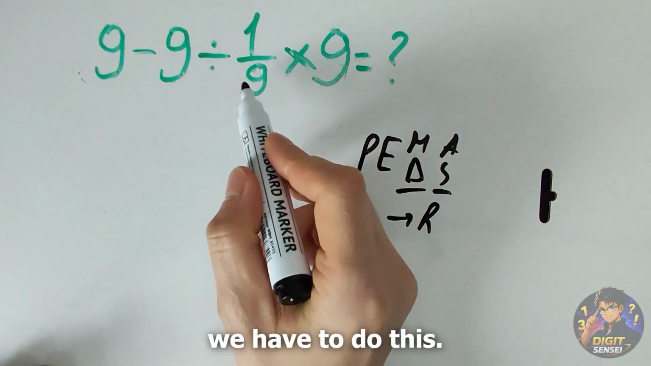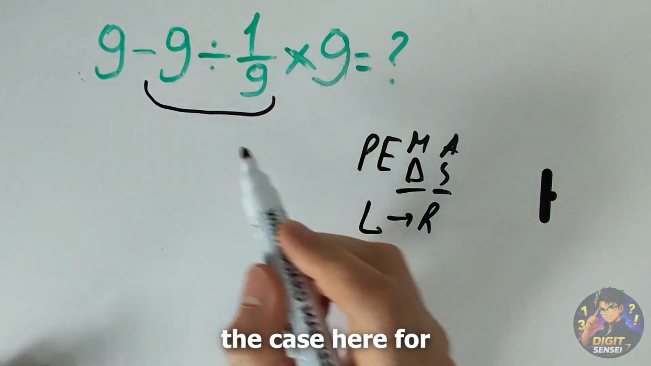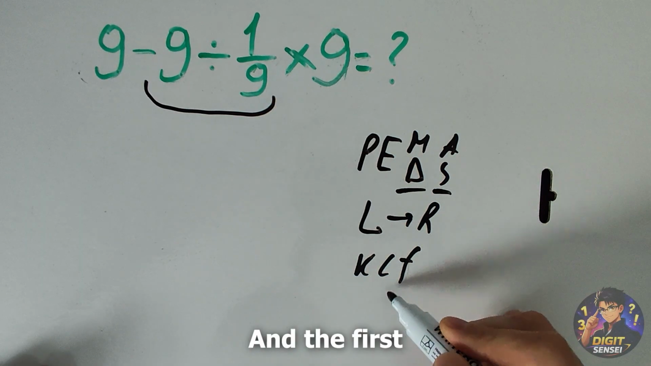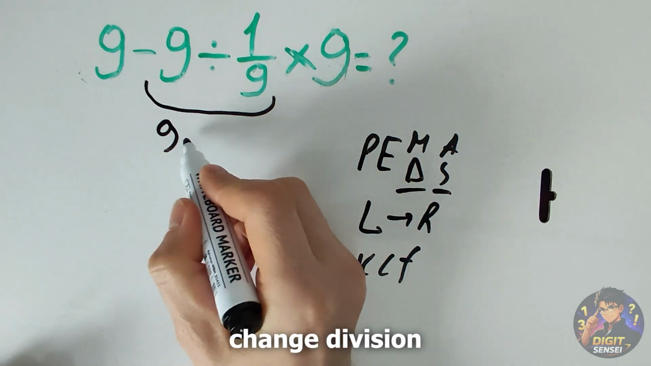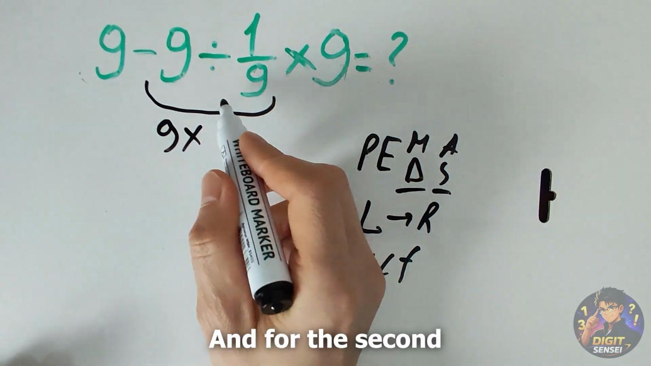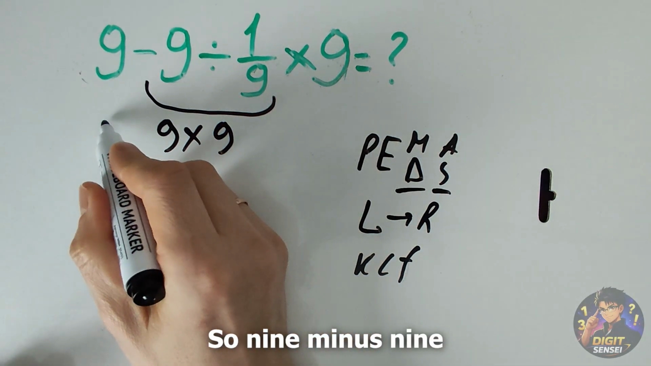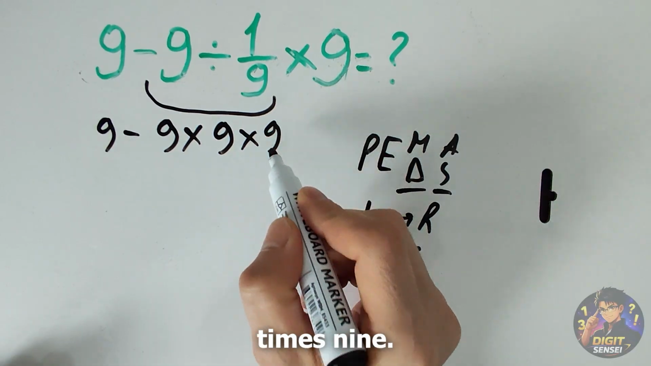So first we have to do this division. 9 divided by 1 over 9. According to the KCF rule, K stands for keep, C stands for change, and F stands for flip. We can write: keep the first fraction, change division to multiplication, and flip the second fraction. Okay, so 9 minus 9 times 9 and again times 9.